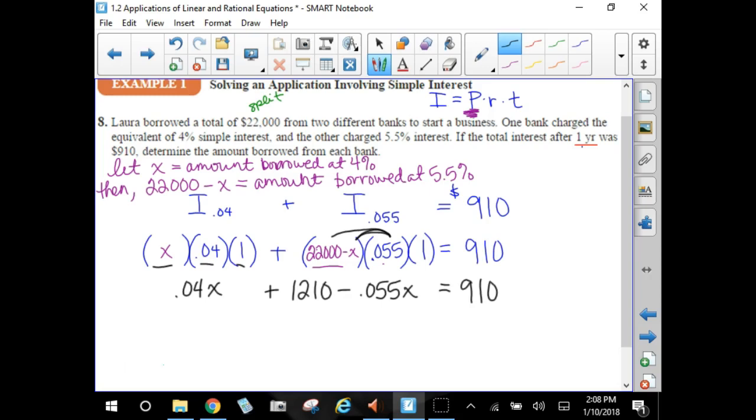Now it's a matter of solving this equation for X, and that is going to give us how much of the 22,000 she borrowed at 4%. Combining like terms on the left-hand side, 0.04X combined with a negative 0.055X is a negative 0.015X. Bring down the plus 1210, the equals, and the 910. Next, to get constants on one side, we will subtract 1,210 from both sides.